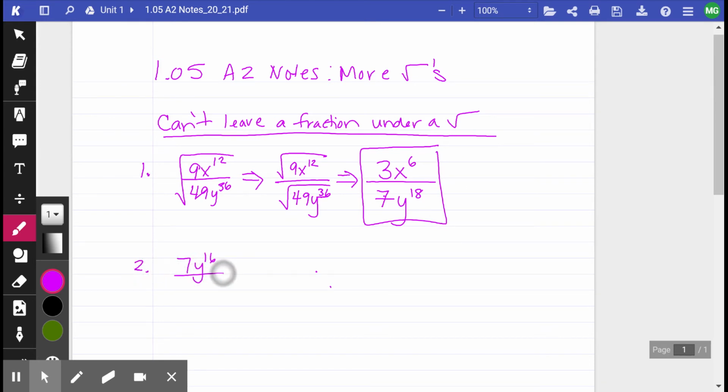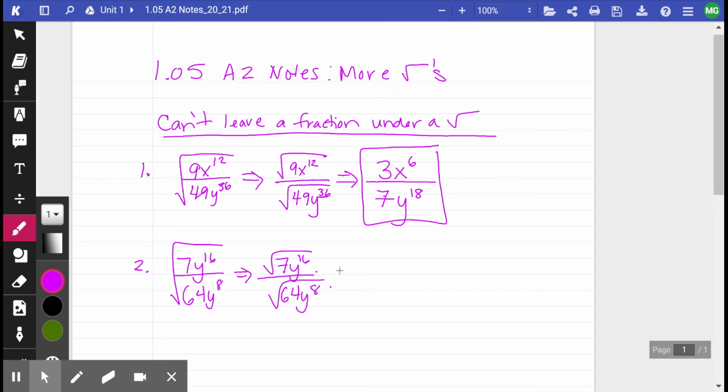7y to the 16th over 64y to the 8th, the square root of that entire fraction. Okay, so good idea to pause here. Try this one on your own, a little bit harder because there's a couple more steps at the end. See if you can do them and then check back and I'll go through it. All right, so first, anytime you're given the fraction, you're going to break it up into the numerator and the denominator.